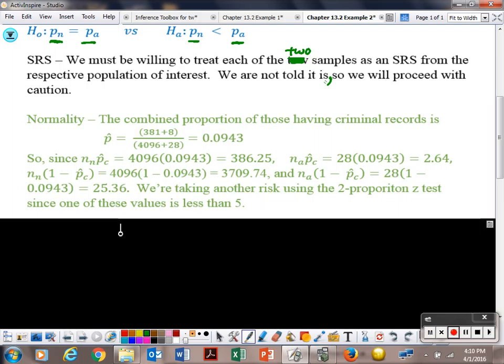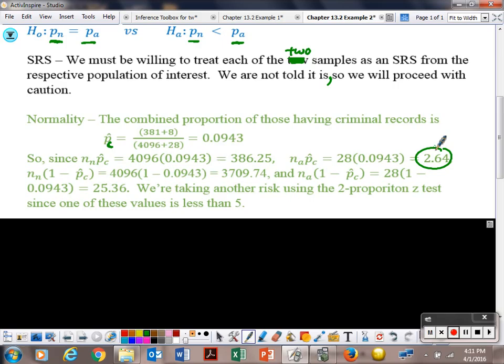Again, we have to combine the proportions. So the combined proportion for those having criminal records is 381 plus 8 divided by 4,096 plus 28. The normal times that proportion, and the abnormal times that proportion is 2.64, and then the complement of both. Now, you'll notice that this one right here was 2.64. Uh-oh. Remember, it's supposed to be at least 5.